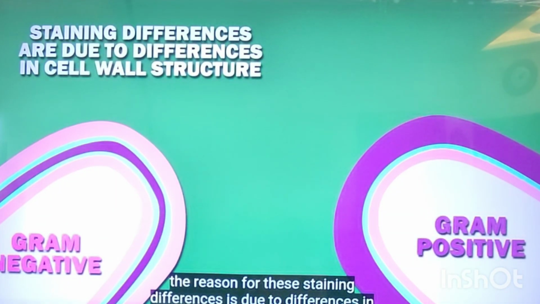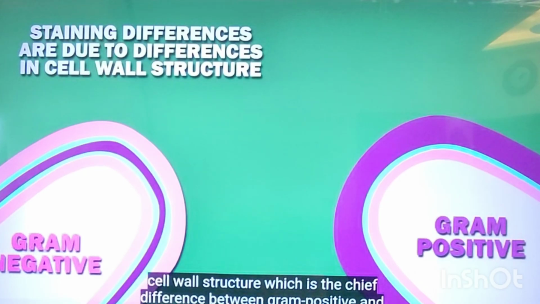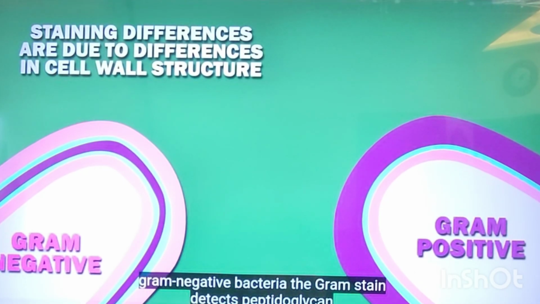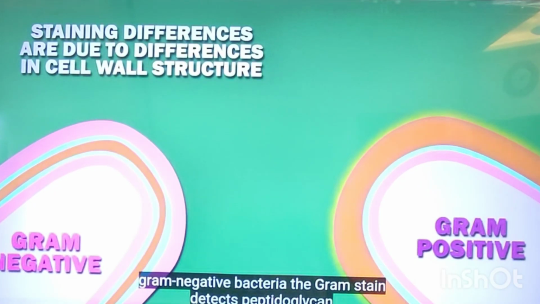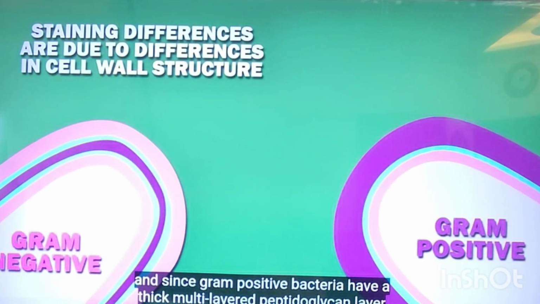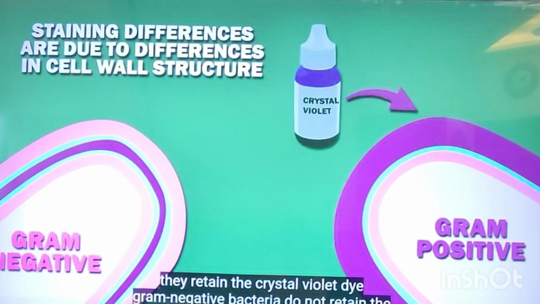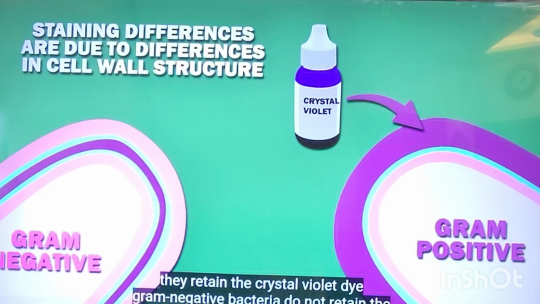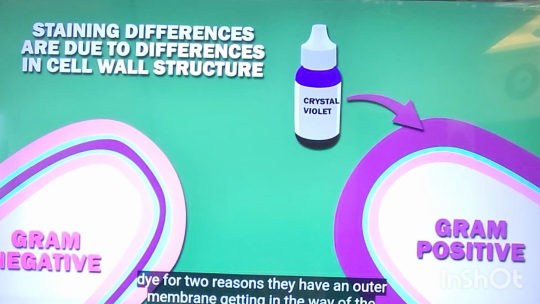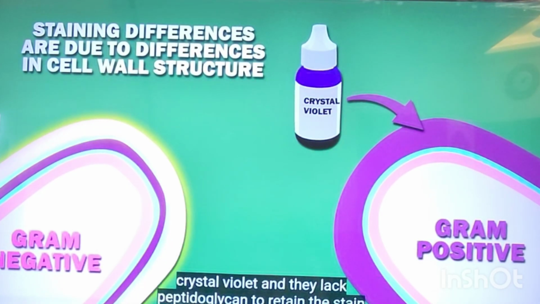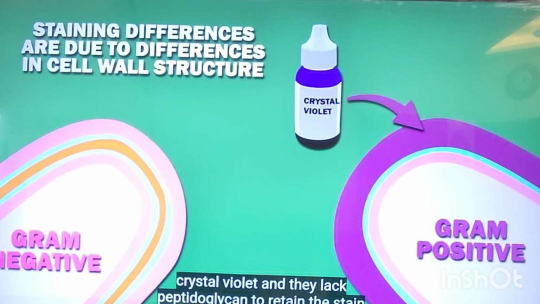The reason for these staining differences is the difference in cell wall structure, which is the chief difference between gram positive and gram negative bacteria. The gram stain detects peptidoglycan, and since gram positive bacteria have a thick multi-layer peptidoglycan layer, they retain the crystal violet dye. Gram negative bacteria do not retain the dye for two reasons. They have an outer membrane getting in the way of crystal violet, and they lack enough peptidoglycan to retain the stain.